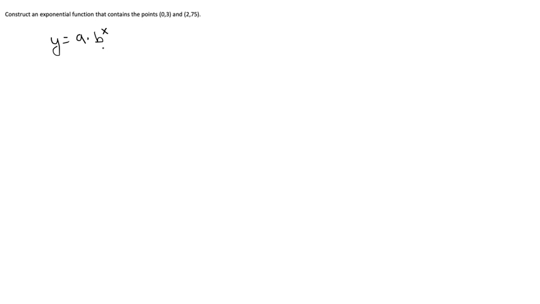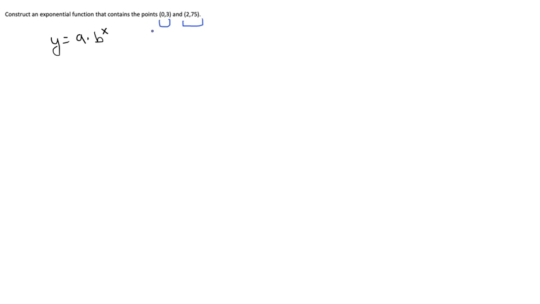Remember, b is the base of the exponential function, and a is the coefficient, just whatever is being multiplied at the very end. Okay. So how do we do this using the points that are given? Remember, these are points that are on the function itself, right? So that's good. Remember, this is an ordered pair, which means the first coordinate is the x value and the second coordinate is the y value.